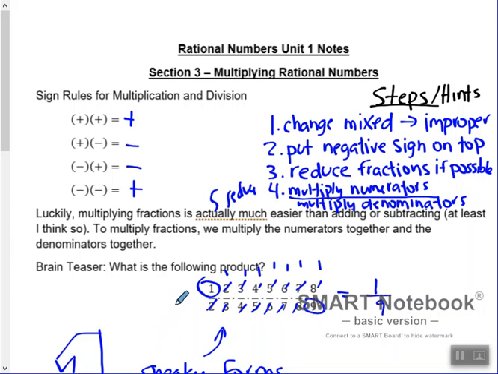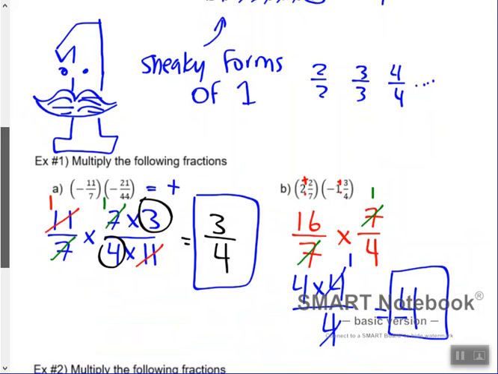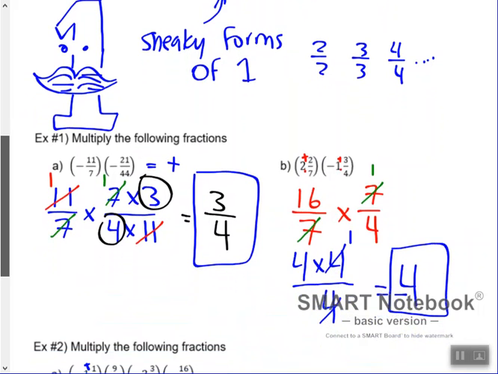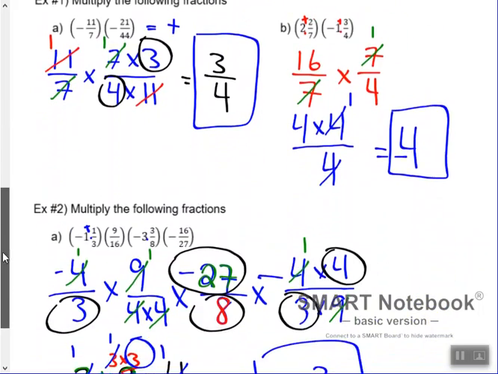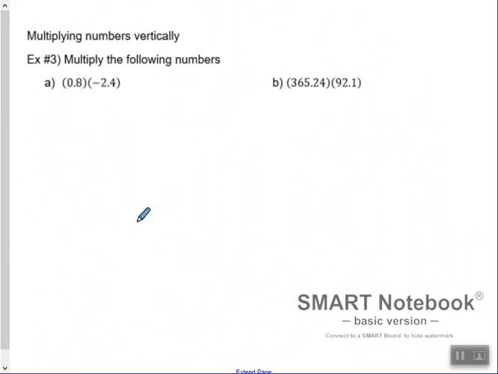Hi guys, we're just going to finish off our section 3 notes here on multiplying rational numbers. So last time we went over how to multiply fractions, okay, and talked about our little sneaky forms of 1. Today we're going to do that second page and multiply decimals. So we're going to be doing these two questions, but also a couple others. Okay, and I'll tell you what I'm expecting for your assignment.